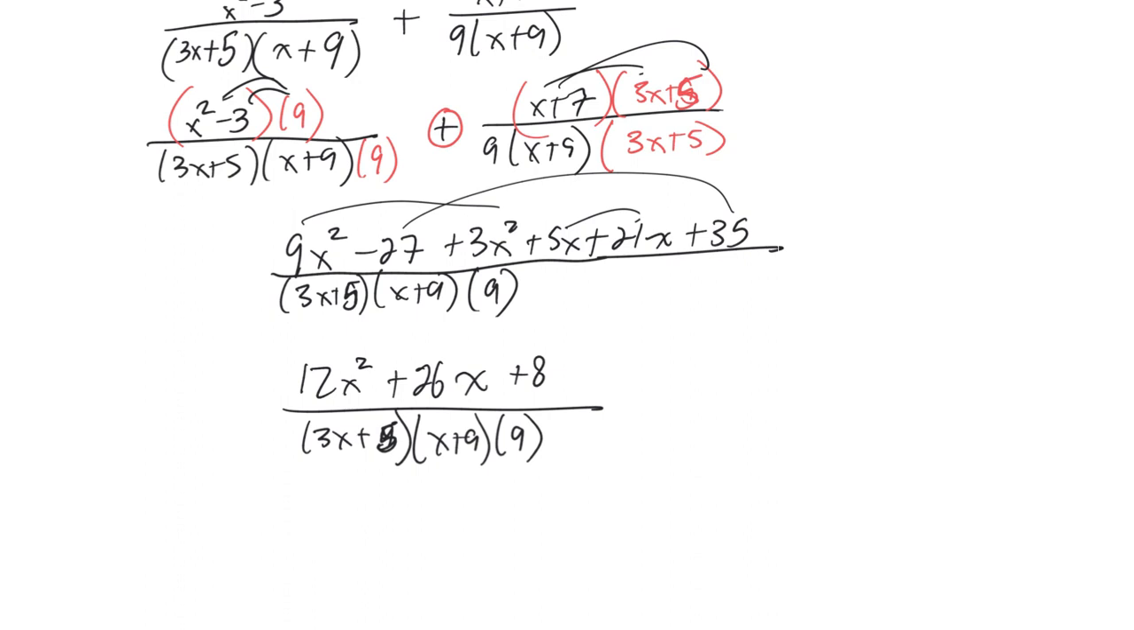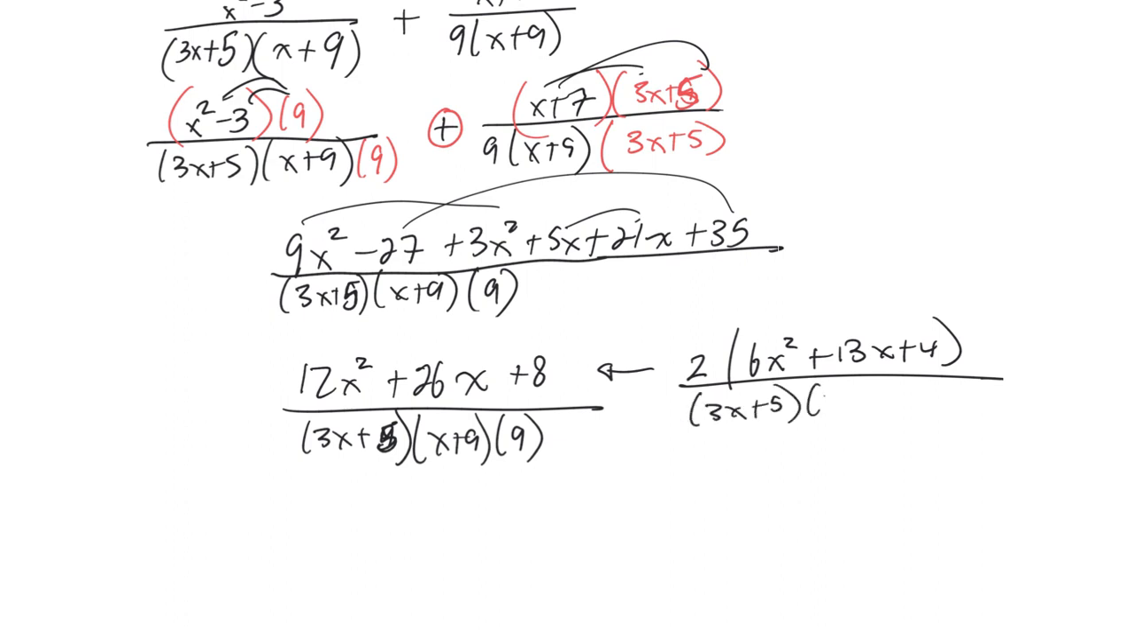Okay, then the last thing I do is try and factor this top thing. I can pull a 2 out, leaving 6x squared plus 13x plus 4 over this other stuff times 9. 2 won't go into 9, so I can't do anything there.